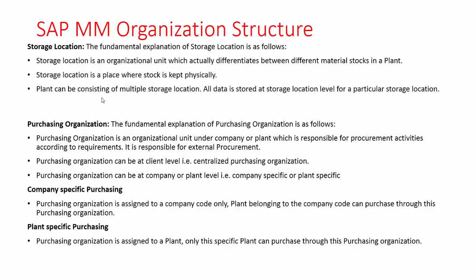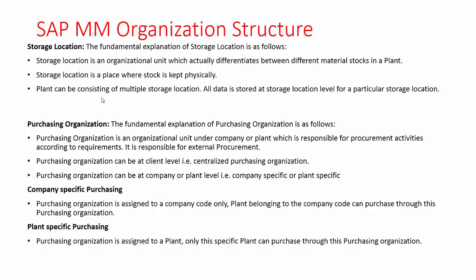Then we have purchasing organization. The fundamental explanation of purchasing organization is as follows. Purchasing organization is an organizational unit under company or plant which is responsible for procurement activities according to requirements. It is responsible for external procurement. Purchasing organization can be at client level. It means a centralized purchasing organization.